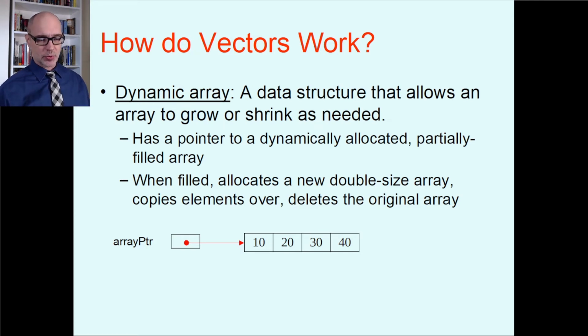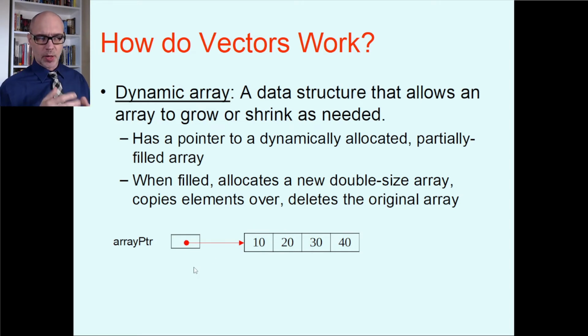So the little magic trick that it does is when the array is filled, the vector allocates a brand new array, double the size of the original one, and copies all the elements over. Every single element in the old array gets copied into the new array, and then it deletes the original array. That's actually what it does in C++. Let's just step through this here at the bottom of the slide.